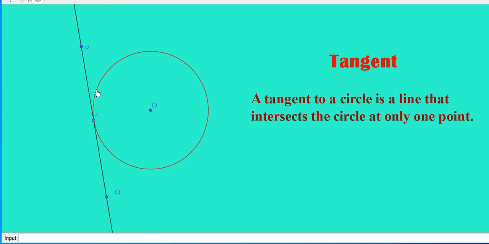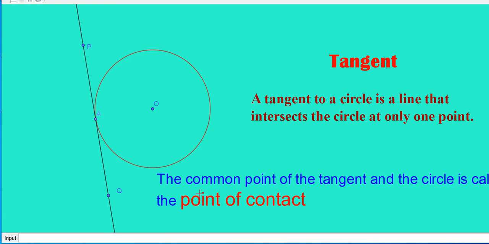Here A is the common point of the circle and the tangent. So this common point we can call the point of contact. So we can write the common point of the tangent and the circle is called the point of contact. Here A is the point of contact.